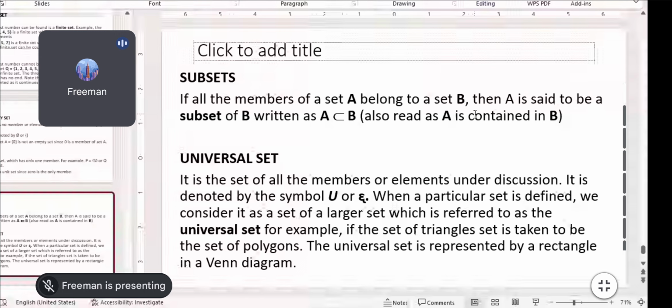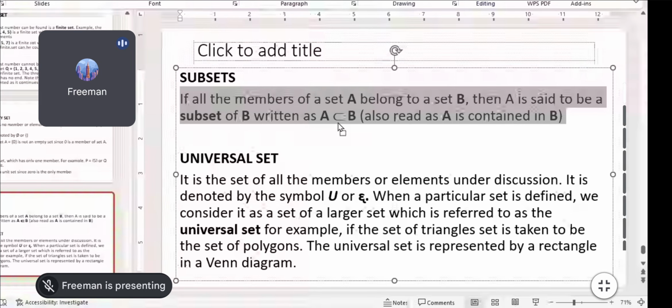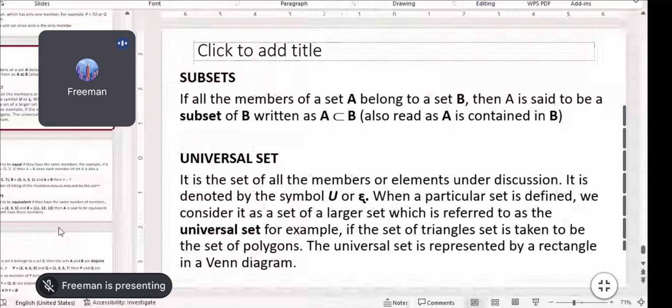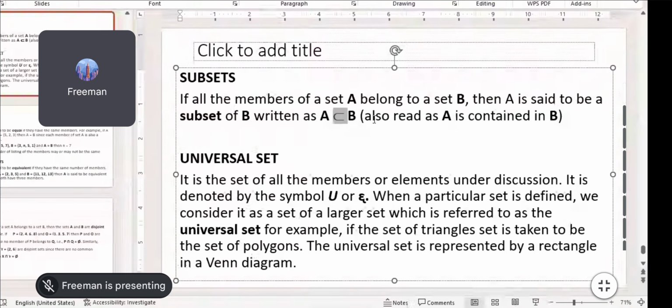In other words, the set of BP patients contains, when we use contain, this symbol means a subset. So A is a subset of B. But when we turn it around, it looks like C. But when we turn it the other way around, so that the opening goes to A, then that one means contain. So we write A is a subset of B. This is how it's written. It's also read as A is contained in B.